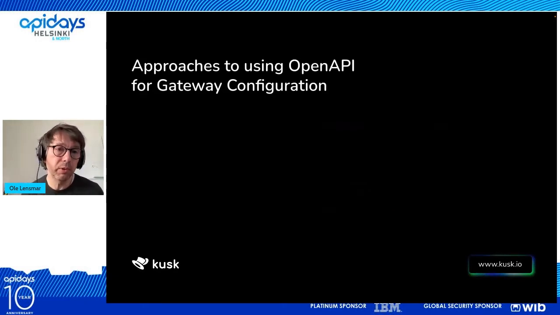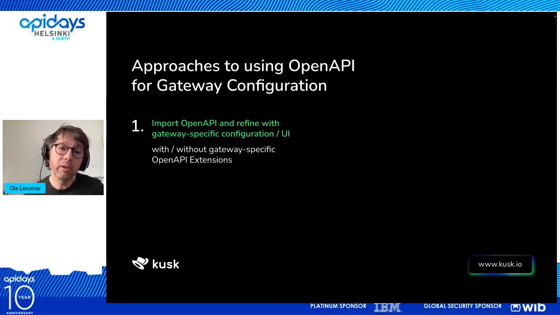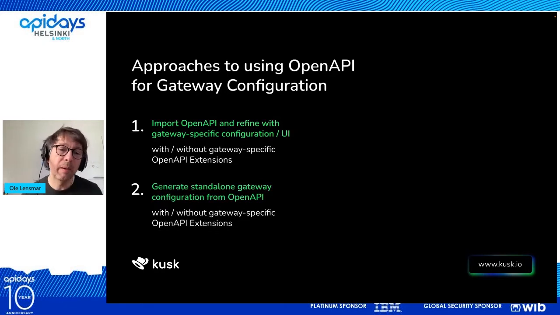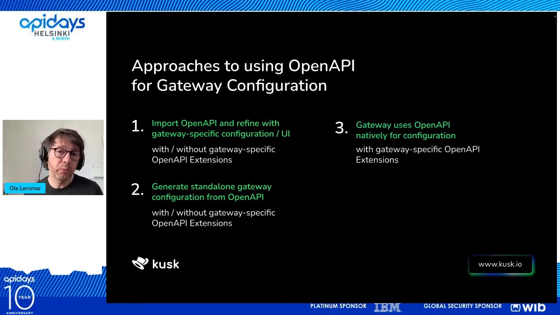So if you look today, there are already a couple of approaches to using OpenAPI Swagger to configure your gateways. One is you can import your OpenAPI definition into the gateway's management console and/or UI, and that gateway will then be able to do some things with it. We'll get back to that. Another is to generate the actual configuration for your gateway using your OpenAPI definition, and then using that to configure the gateway, obviously. And the third would be to actually have a gateway that's natively using OpenAPI as its configuration format.